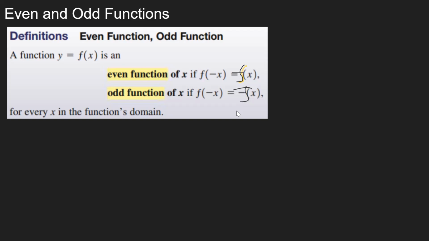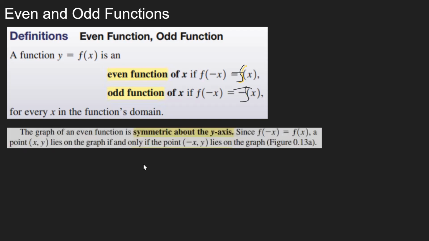In other words, it's an even function if you plug the opposite value in and you get the same value out. It's an odd function if for any x you plug the opposite value in and you get the opposite value out. I'll go through an example in a minute here to show you how that's done.